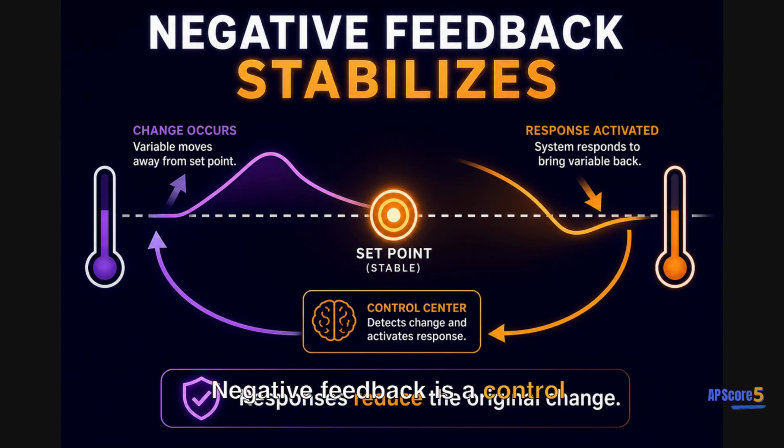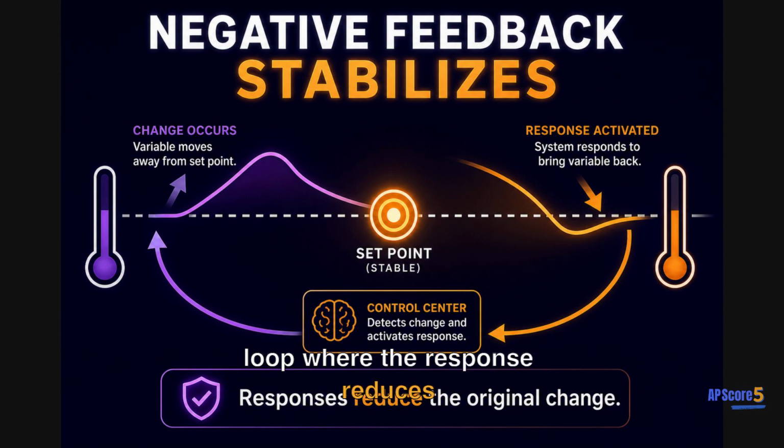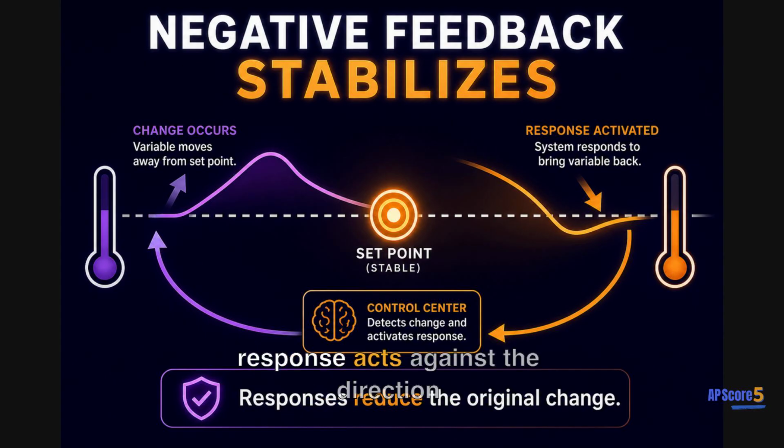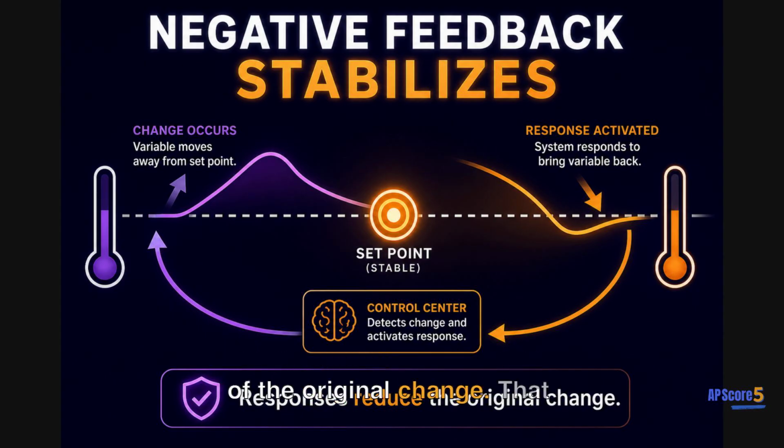Negative feedback is a control loop, where the response reduces the original change. If a variable rises above normal, the loop lowers it. If a variable falls below normal, the loop raises it. The word negative does not mean harmful or bad. It means the response acts against the direction of the original change. That single insight is enough to answer roughly half of every Unit 4 question on feedback mechanisms.